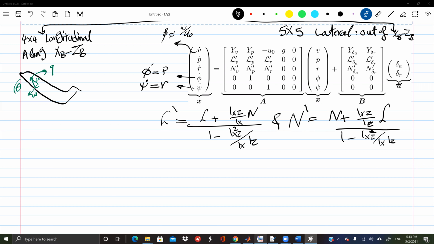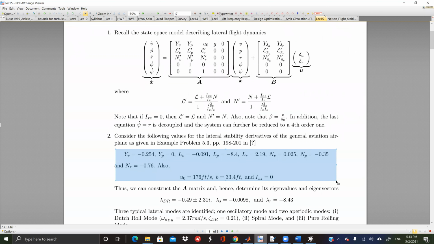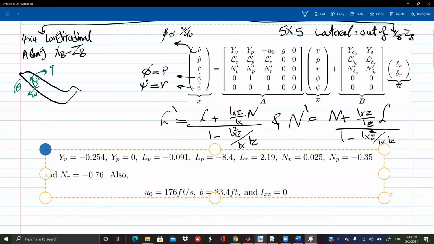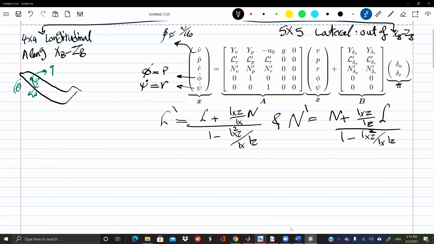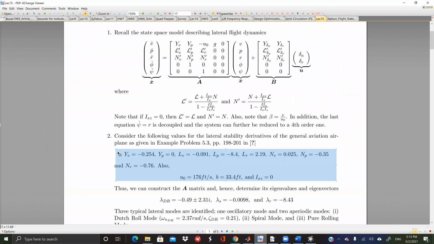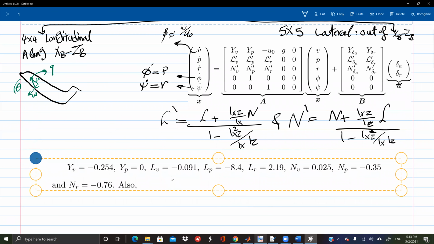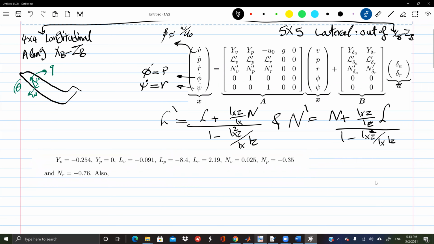For this particular example, we're given the numbers for this general aviation airplane that we played with last time. So these are the numbers. If this is too large, maybe I can just get this. These are the numbers for the general aviation airplane that we played with last time for the longitudinal modes.